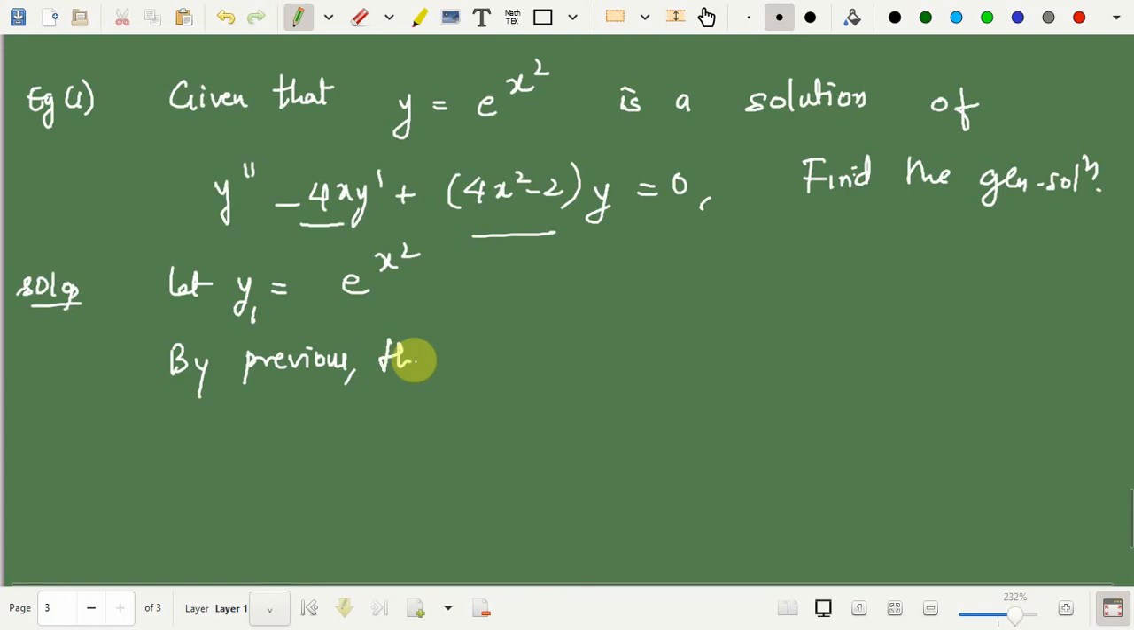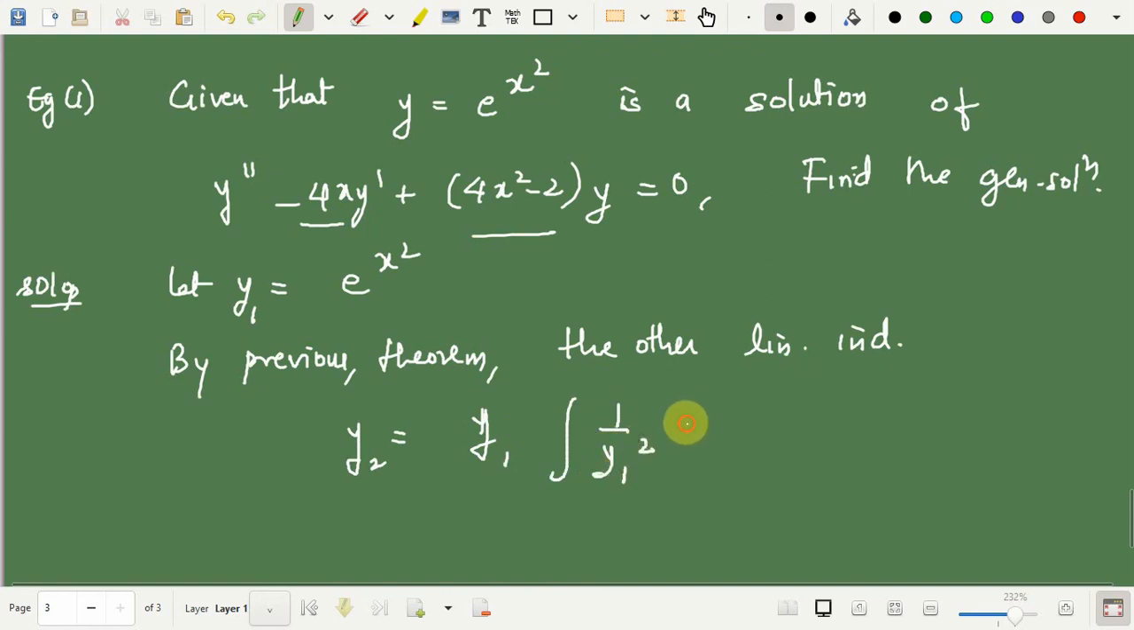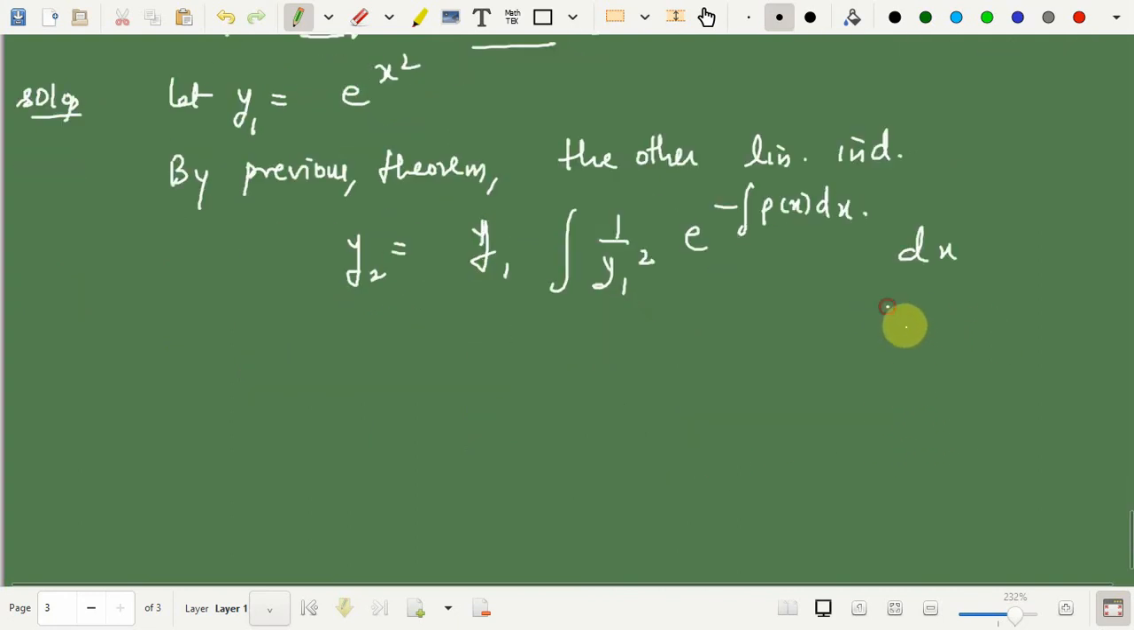So by the previous theorem, for the other linearly independent solution, you don't have to check whether this is linearly independent now, because we have already verified that the other solution that we derive as y2 from a given solution is always linearly independent through this formula. So y2 is equal to y1 into v, that is 1 upon y1 squared e raised to minus integral of p of x dx, into dx. I'll call this star, and I would evaluate this integral separately.